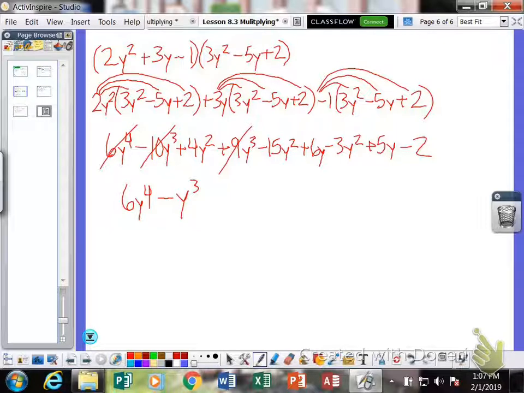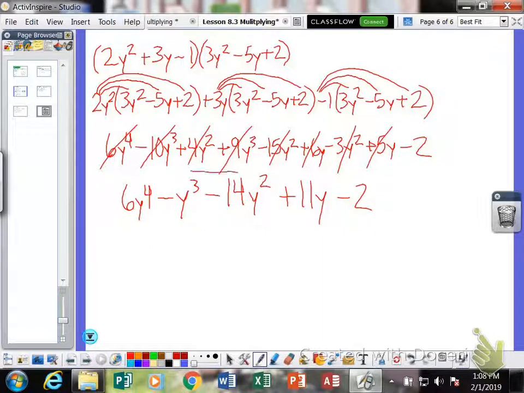I have a positive 4y squared, a negative 15y squared, and a negative 3y squared. So you combine those terms and you should get negative 14y squared. Cross them off. I'm done with them. Now I have a positive 6y and a positive 5y. Combine those terms. It's going to give me plus 11y. Cross them off. All I have left is a negative 2. No other terms that I can combine. So that is my final answer there.